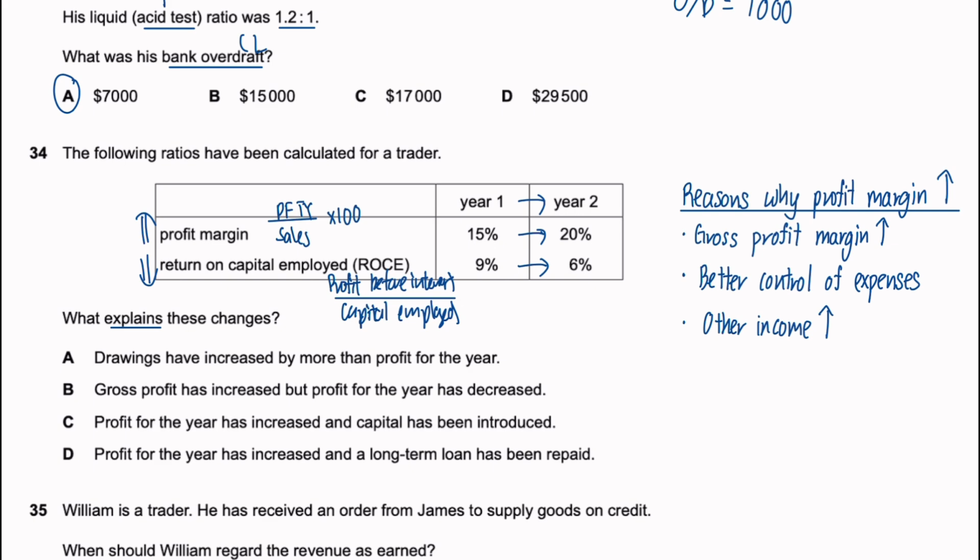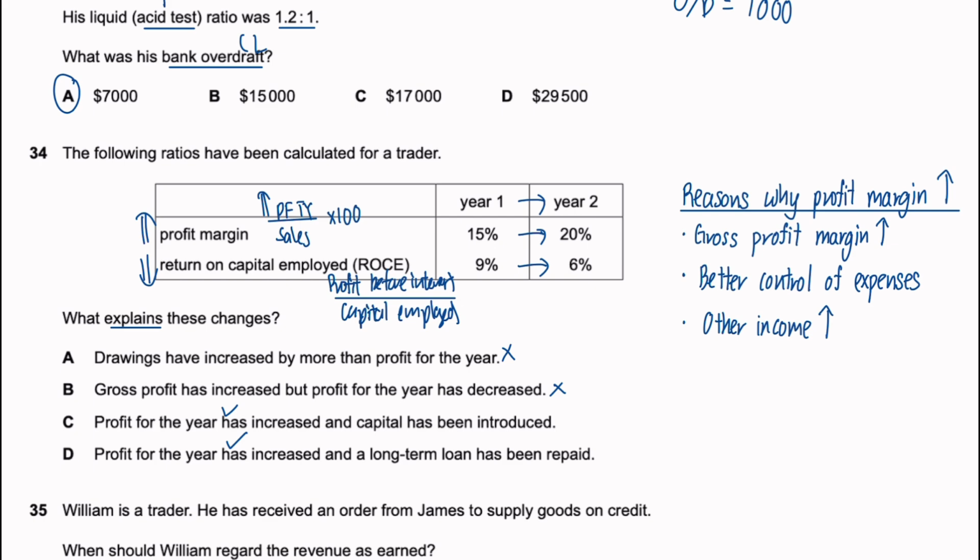Okay, so let's see. Drawings have increased by more than profit for the year. No. Wrong. Gross profit has increased, but profit for the year has decreased. No. Because your profit for the year should increase so that your profit margin can increase. So yeah, we definitely know the answer is in between C or D. Capital has been introduced. Okay, long-term loan has been repaid.